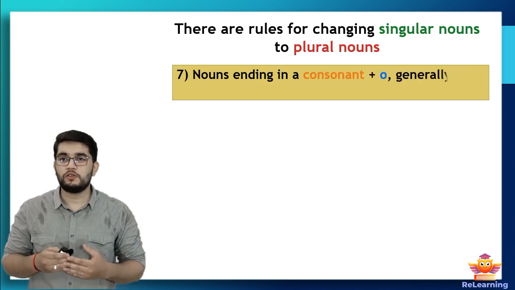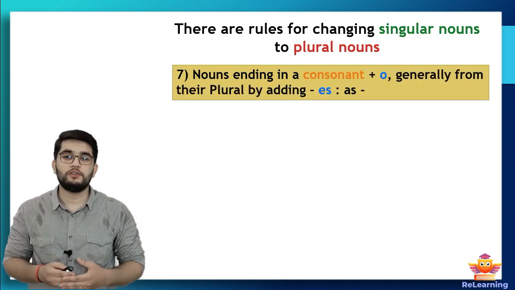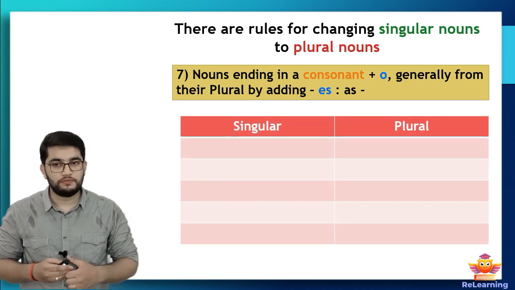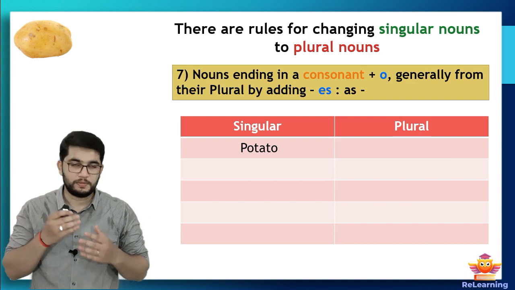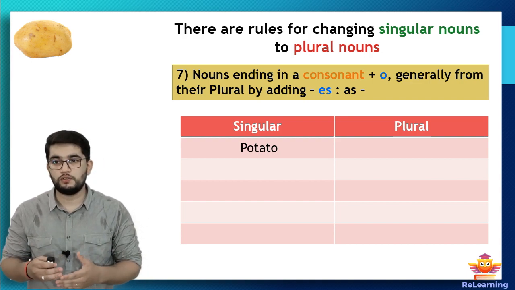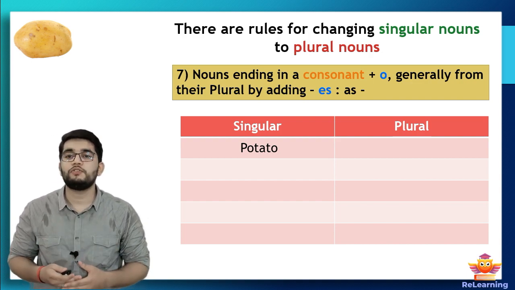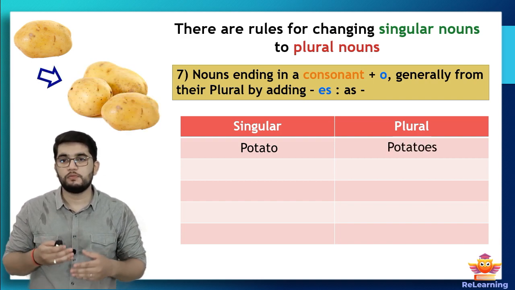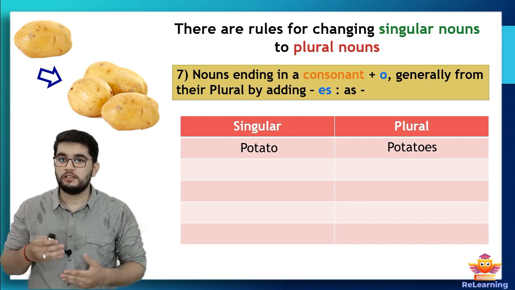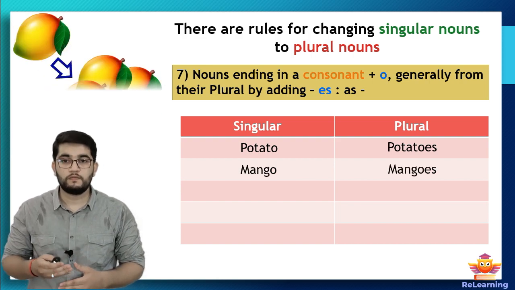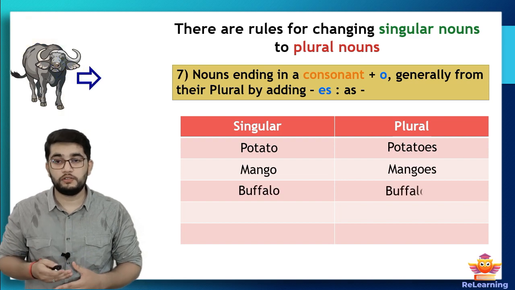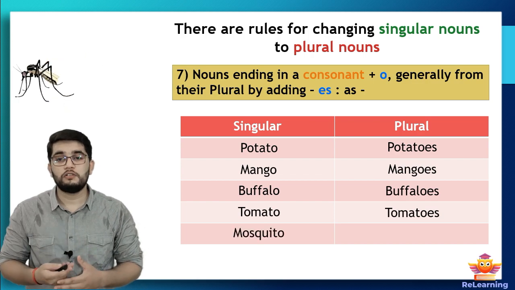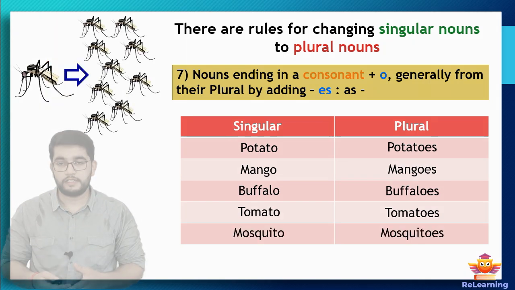Nouns ending in a consonant plus o generally form their plural by adding es. As the singular noun, first one is potato. Now potato, it ends with consonant plus o, so what we have to do is form the plural by adding es to it. Getting it? So potato becomes potatoes. Mango becomes mangoes. Buffalo becomes buffaloes. Tomato becomes tomatoes. Mosquito becomes mosquitoes. Getting it?